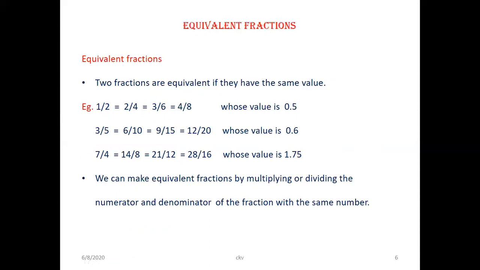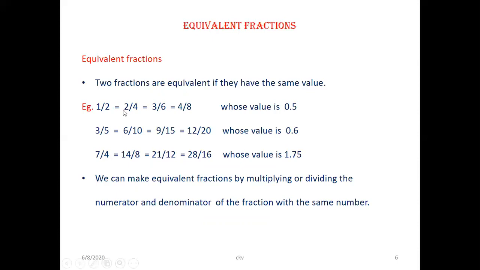So 1 2's are 2, 2 2's are 4. And again, if you multiply 1 by 3 and 2 by 3, it is equal to 3 by 6, because 3 ones are 3, 3 twos are 6. Again, if you multiply the numerator by 4 and the denominator by 4, it would be equal to 4 by 8.